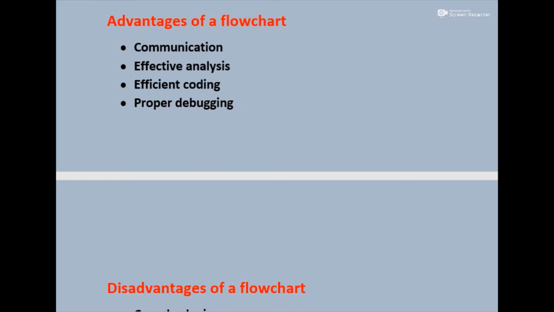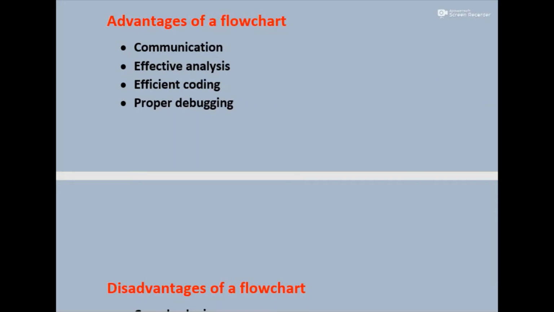The second advantage is effective analysis. It is a very useful technique, as a flowchart is a pictorial representation that helps the programmer to analyze the problem in detail. Next one is efficient coding. A flowchart acts as a roadmap for the programmers. It gives a clear idea to the programmers to write a program. That's why the programmer is able to write efficient code.